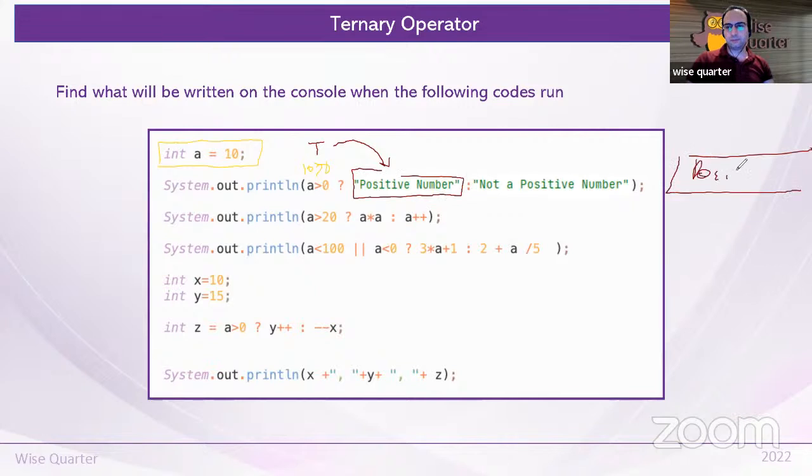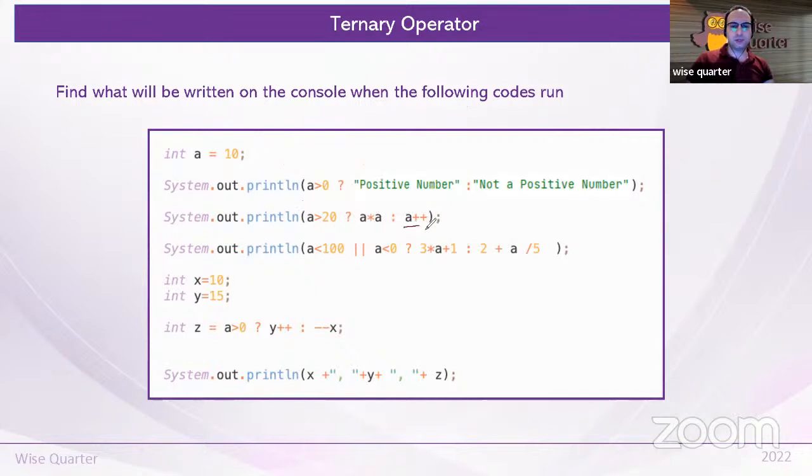Second one, the condition is A should be higher than 20. A is 10 and it is not higher than 20. So it will be false. It won't execute the first one, it will execute the second one. And we are trying to print the value, right?